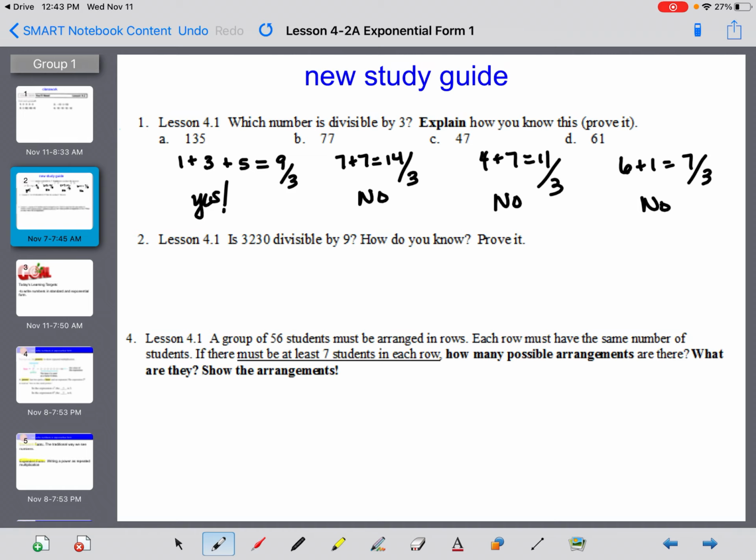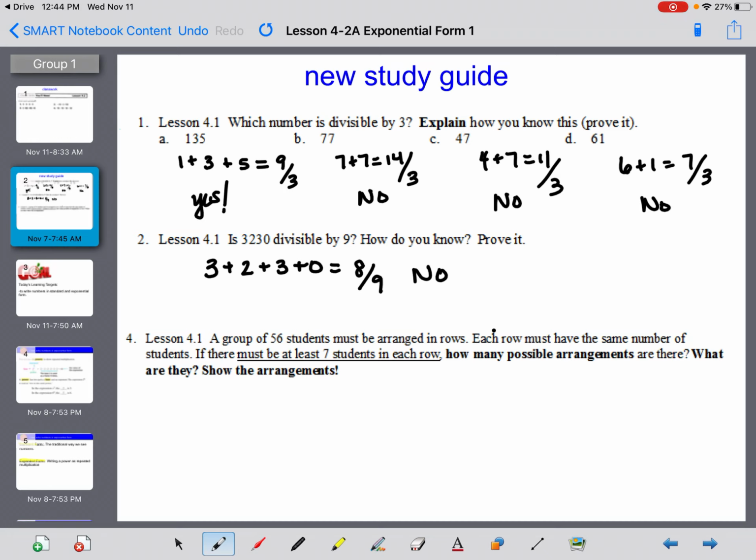Number 2, is 3,230 divisible by 9? How do you know? The divisibility rule by 9 is to take the sum of the digits, and if the sum of the digits is divisible by 9, then the original number is also divisible by 9. In this case, the sum of the digits is 8. 3 plus 2 plus 3 plus 0. 8 is not divisible by 9, and so 3,230 also is not divisible by 9.